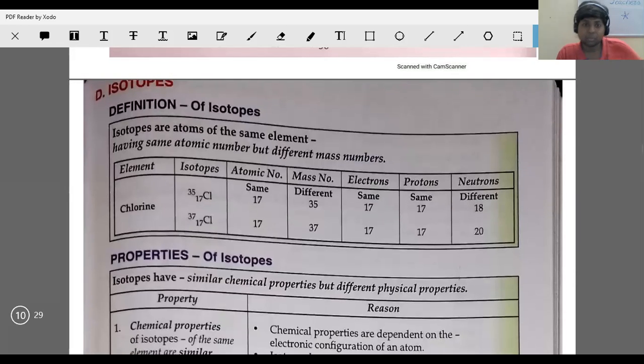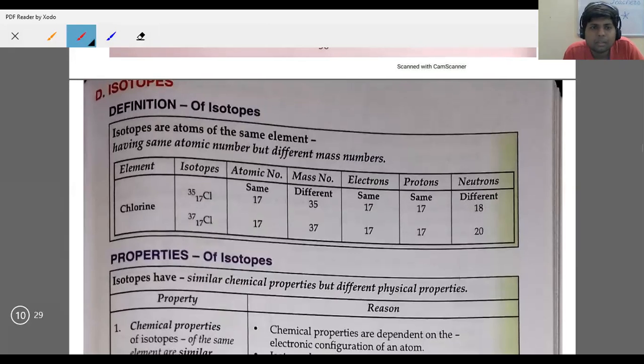Then isotopes. We had studied isotopes in the last class, where it was remaining. Yes, sir. I remember that you taught it while teaching the first chapter, while teaching AMUs. Okay. So isotopes, what are isotopes?